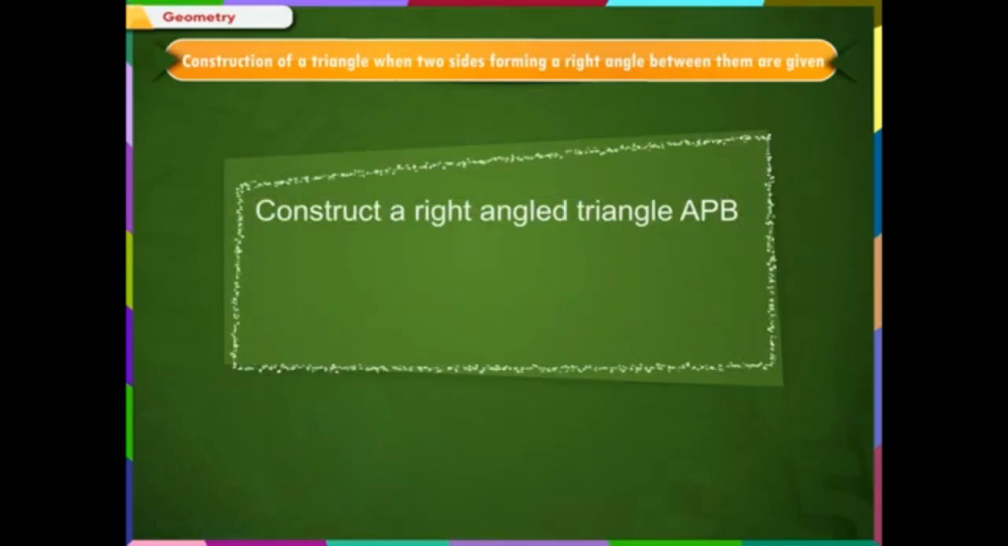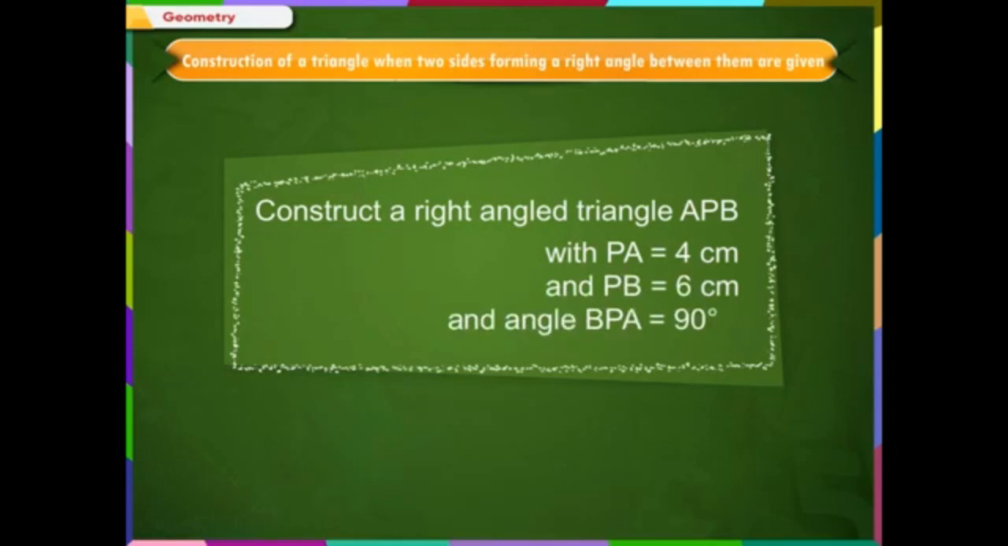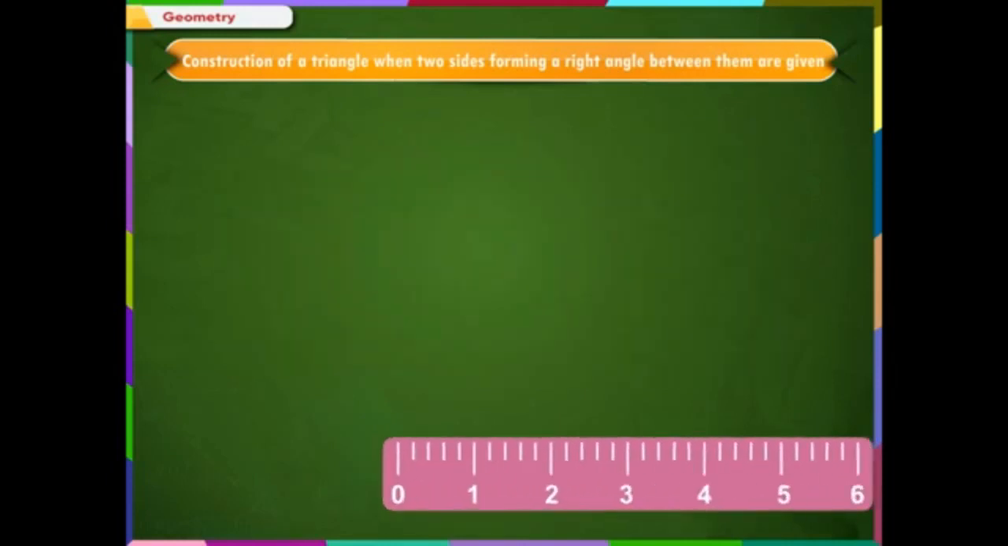Construction of a triangle when two sides forming a right angle between them are given. Construct a right-angled triangle APB with PA equal to 4 cm and PB equal to 6 cm, and angle BPA equal to 90 degrees. Step 1. Draw the base PA equal to 4 cm with a scale. Step 2. At point P, let us draw a right angle APB that is 90 degrees.